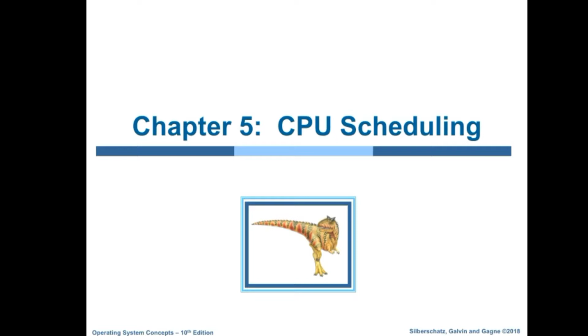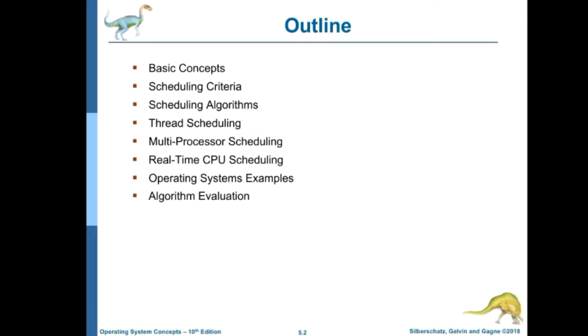CPU scheduling is a process of determining which process will own CPU for execution while another process is on hold. So here's the outline of our topic. First, basic concepts, scheduling criteria, scheduling algorithms, thread scheduling, multiprocessor scheduling, real-time CPU scheduling, operating system examples, and algorithm evaluation.